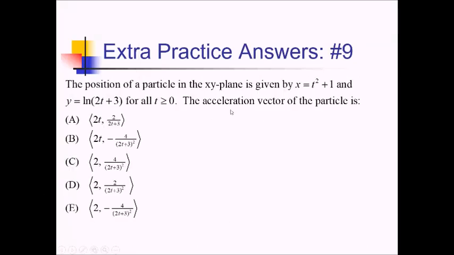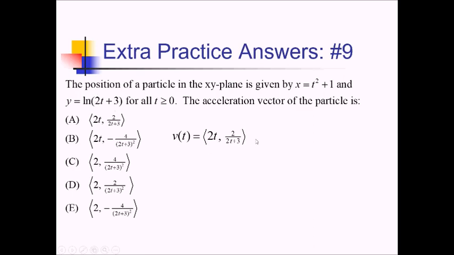For this problem, we have the position of a particle in the xy plane given by x equals t squared plus 1 and y equals ln of 2t plus 3. And this is valid for all times greater than or equal to 0. We just want the acceleration vector for the particle in terms of t. Well, let's get the velocity piece of this first. So I need the first derivative of these. So for x prime, we've got 2t. And for y prime, we've got 1 over 2t plus 3 times a tail of 2.